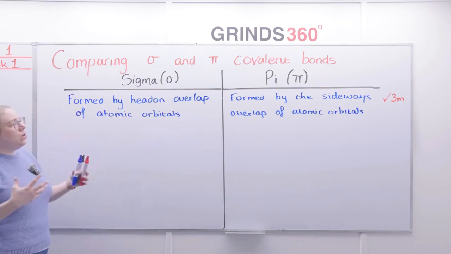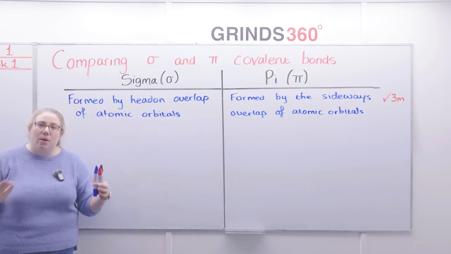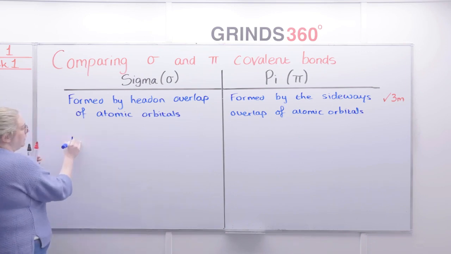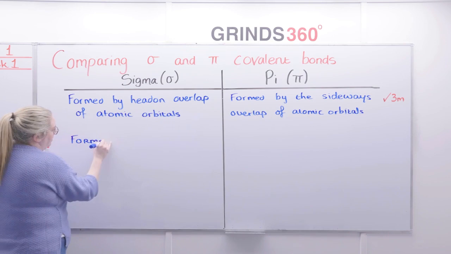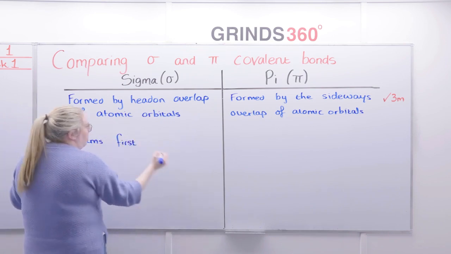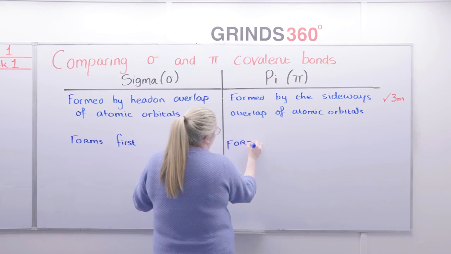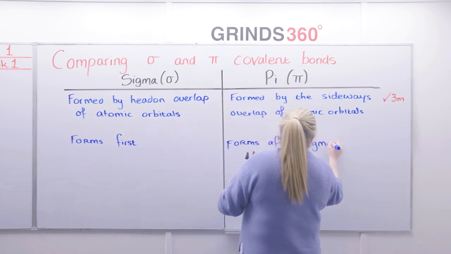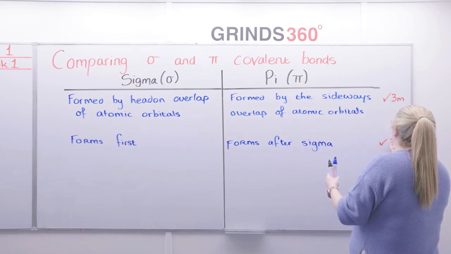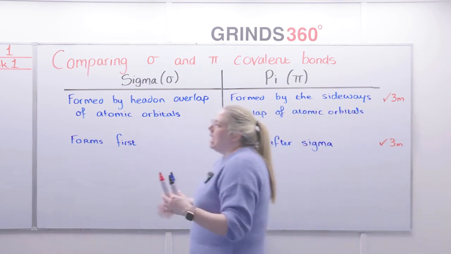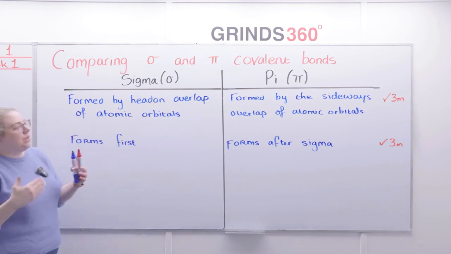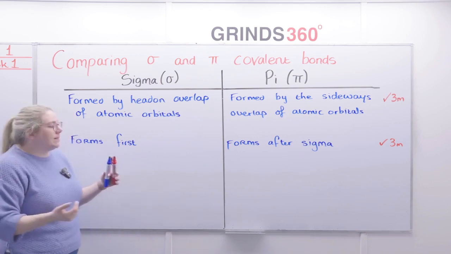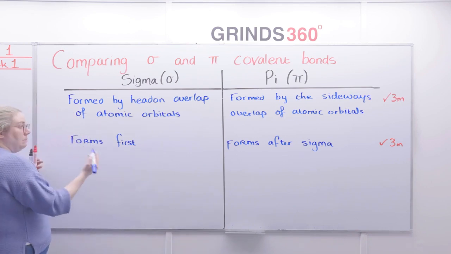Next, another difference, think about the order that your bonds form. Which of them is going to form first? The sigma. So a sigma bond forms first, and the pi bond forms after sigma. There's another 3 marks. 2 differences in the bag. Now, you can give me loads of other ones. You can go after whether it's single, double, or triple, or you can go after your orbitals. So I'm going to go after both, actually.